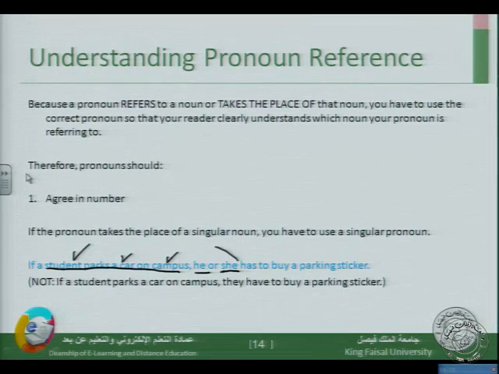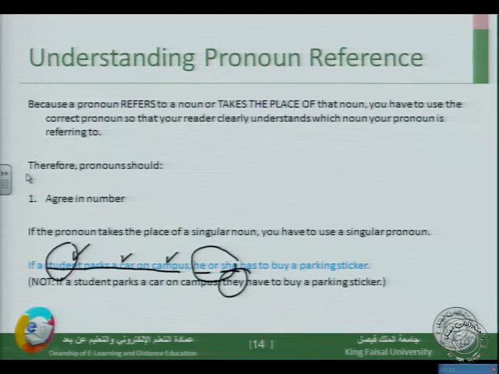But you know very well, he and she are used for human beings. He for masculine, ذكر, and she for feminine, أنثى. Campus is not a human being. Car is not a human being. While a student is a human being. والطالب ممكن يكون he أو she. So, if a student parks a car on campus, they have to buy a parking. So we have to say that he and she here are referring to the student. But you cannot say if a student parks a car on campus, they have to buy a parking sticker.